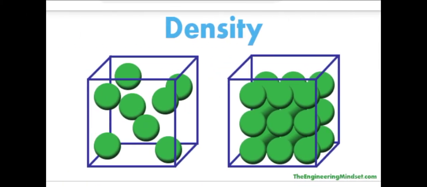This is the density. Fewer green circles, discs in a square, in a cube, means low density, and more green discs in a cube means more density.